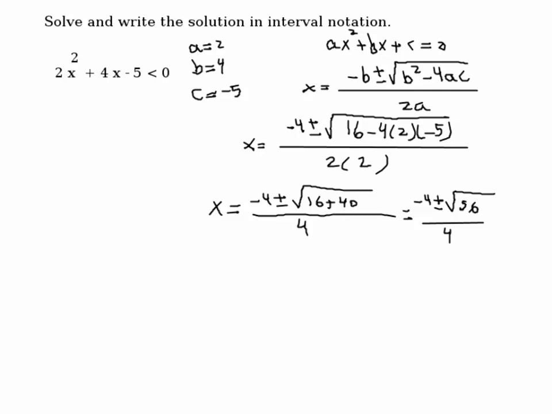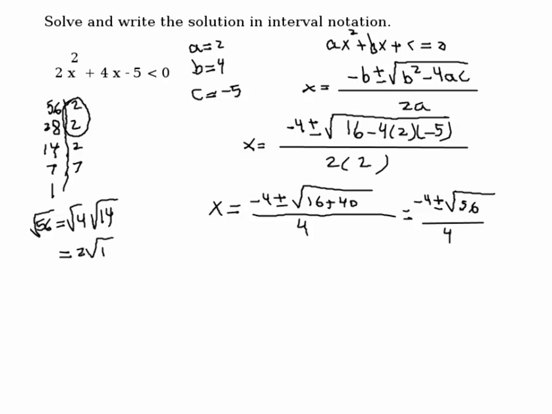Okay, 56. Can I break 56 to its prime number? What's the smallest prime number goes to 56? It's 2, right? Half of 56 is what? 28. What's half of 28? 14. Half of 14 is what? 7. So you see, part of 56 is perfectly square, which is this part here. So 56 is 4 times 14. So square root of 56 would be square root of 4 times square root of 14. So it would be 2 radical 14.